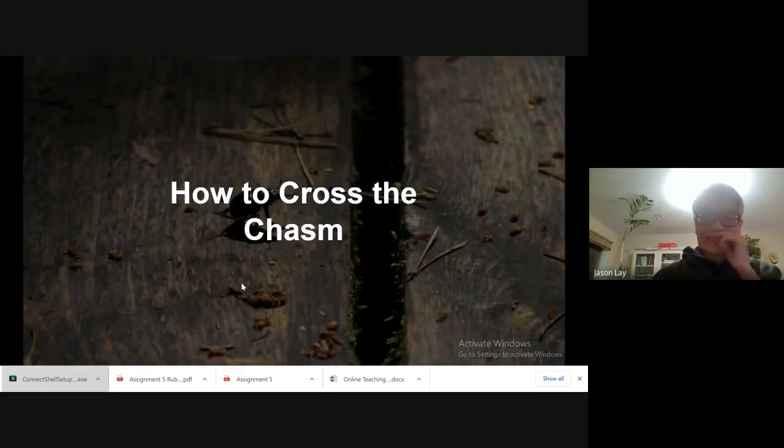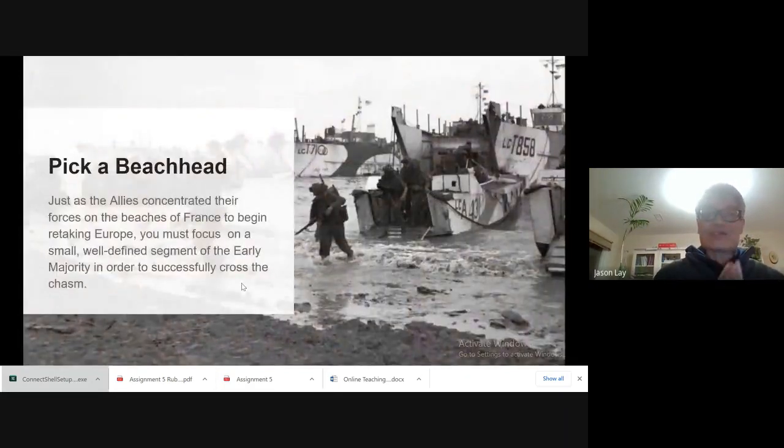So how to cross the chasm. Think about, when you go into the breakout rooms, first you've got to pick a beachhead. So for Google Meet, what is the beachhead? Where did Moore come up with this theory? Just as the Allies concentrated their forces on the beaches of France to begin retaking Europe, you must focus on a small, well-defined segment of the early majority in order to successfully cross a chasm.